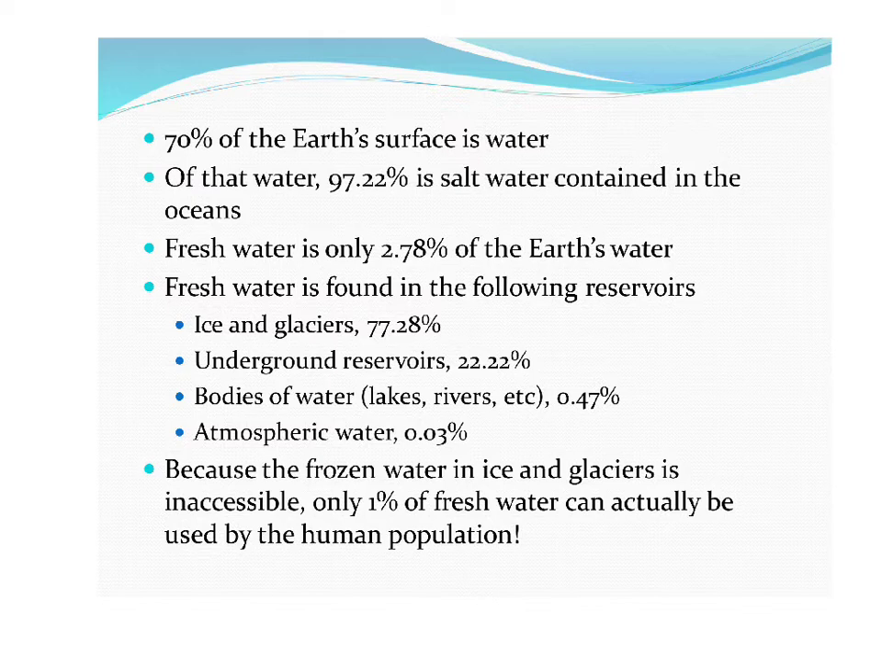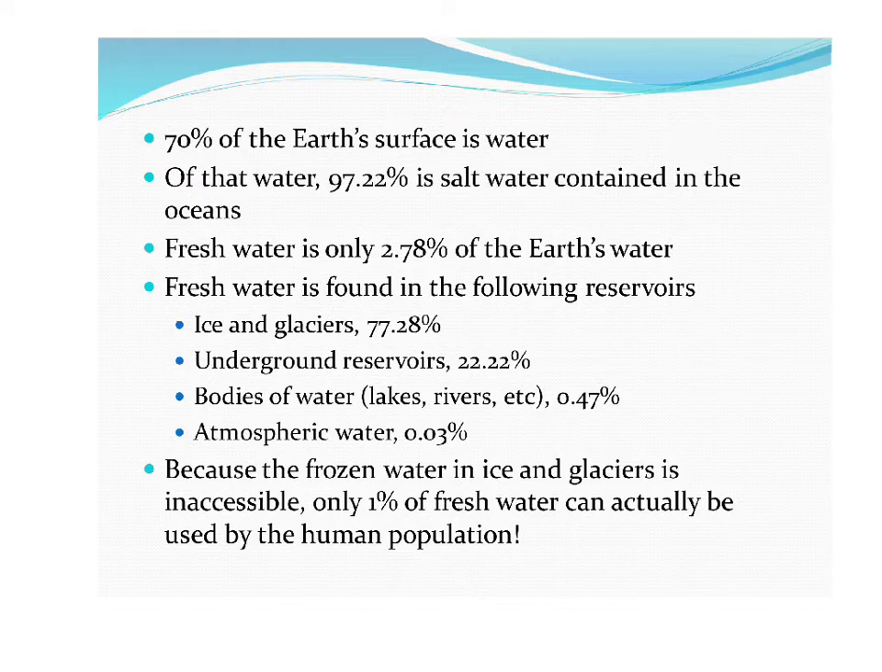70% of the Earth's surface is water. So the majority of the Earth's surface is water. Of that 70% water, 97.2% is salt water that's contained in the oceans. So almost all of our 70% of water is salt water. Fresh water is only 2.78% of the Earth's water. Obviously, that's the difference between 97.2 and 100.